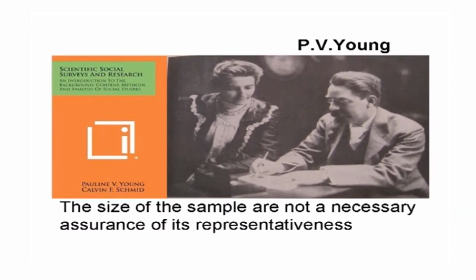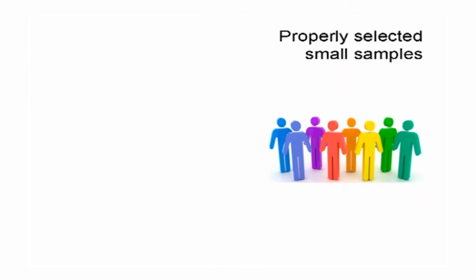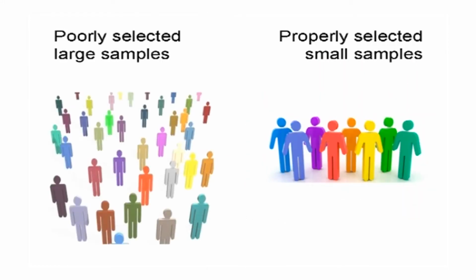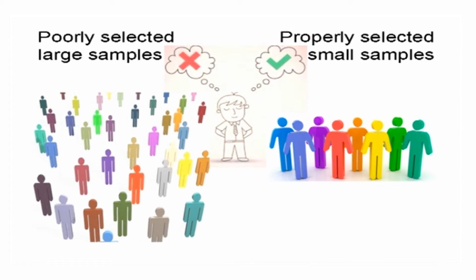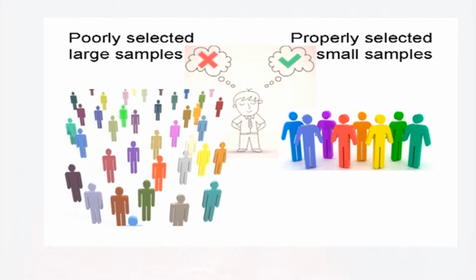In the words of P.V. Young, the size of the sample is not a necessary assurance of its representativeness. Relatively small samples properly selected may be much more reliable than large samples poorly selected. The actual selection of the sample should be so arranged that every item in the universe under consideration must have the same chance of inclusion in the sample.